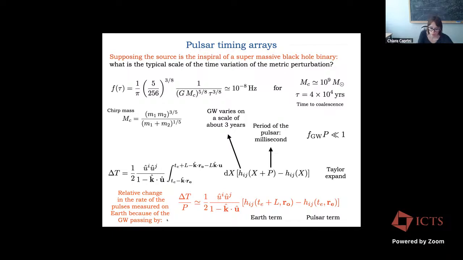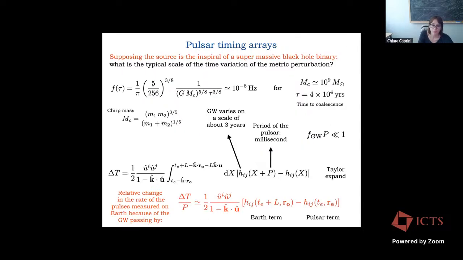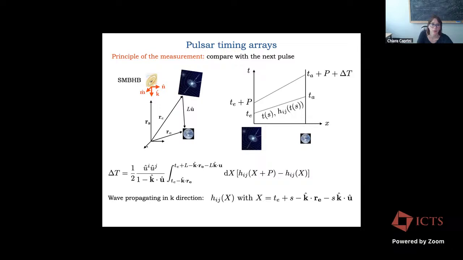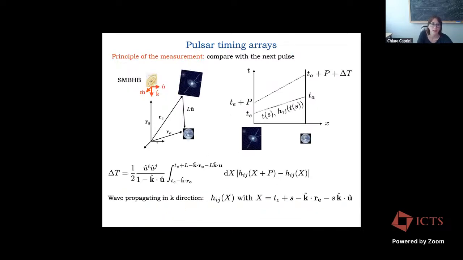We want to know by how much the time of arrival is perturbed with respect to the interval between the emission at the pulsar, how much the time of arrival is perturbed due to the gravitational wave. And that's what we found. It is given by two terms: one term which is the gravitational wave at Earth, so T_E plus L and R_O, where R_O is the position at Earth, and one term that is the gravitational wave at the pulsar, so T emission and R_E, where R_E is the pulsar position.